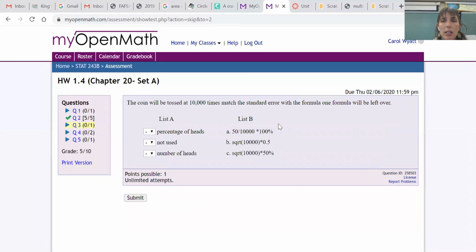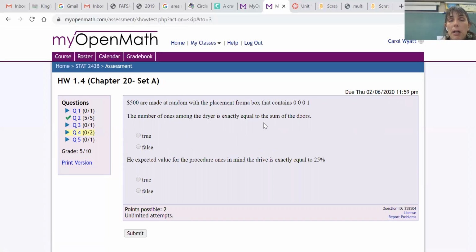A coin will be tossed, and they want to know what is the formula. So in order for this matching to work, there had to be an equal number on the left and the right. The problem that was presented to me didn't have an equal number, so there's one of these formulas that's not used. So you just match that to the one that's not used. So how would you calculate the standard error of a coin tossed 10,000 times, for the percentage of heads?